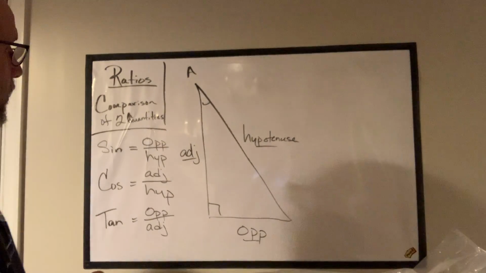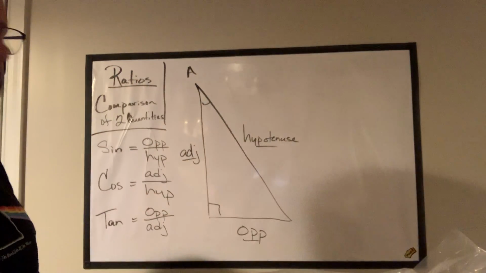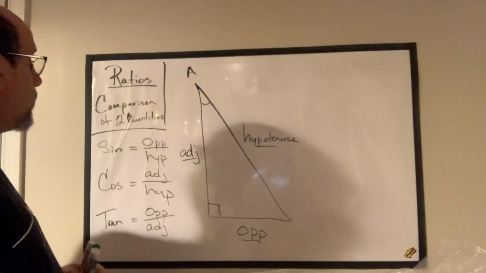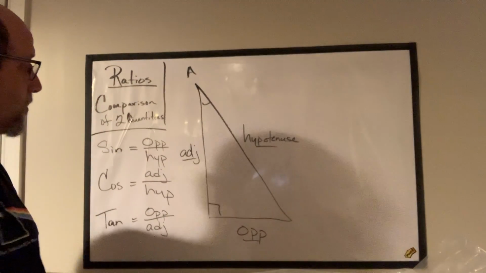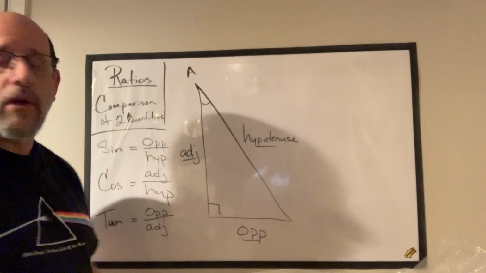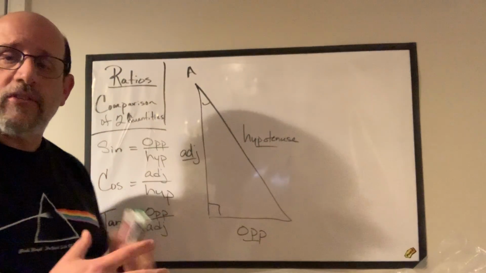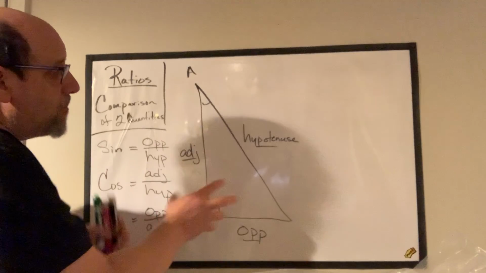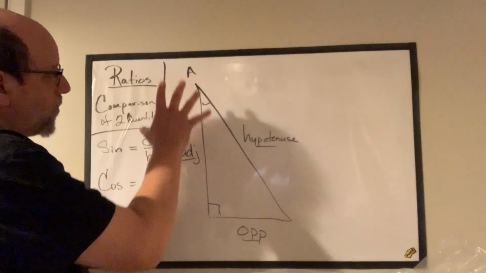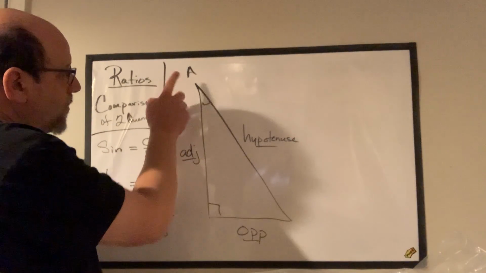All right, so I'm going to do a quick review video on trigonometric functions. Trigonometric functions are just ratios, all right? A ratio, just a comparison between two quantities. And so when we talk about right triangles, when we talk about trigonometry, we're talking about comparing sides to one another, side lengths to one another, and how they compare to each other can tell us a lot about the angle.